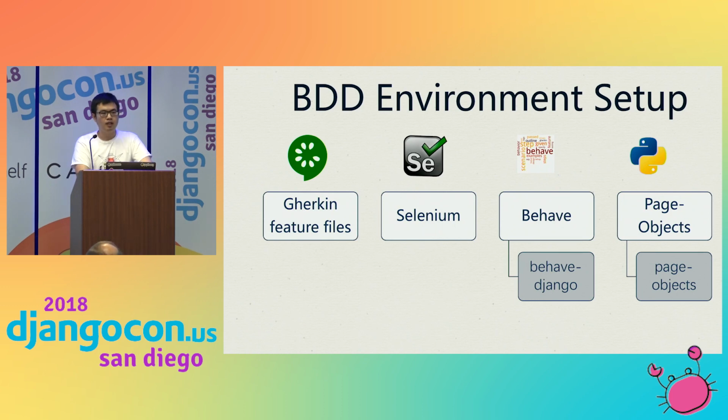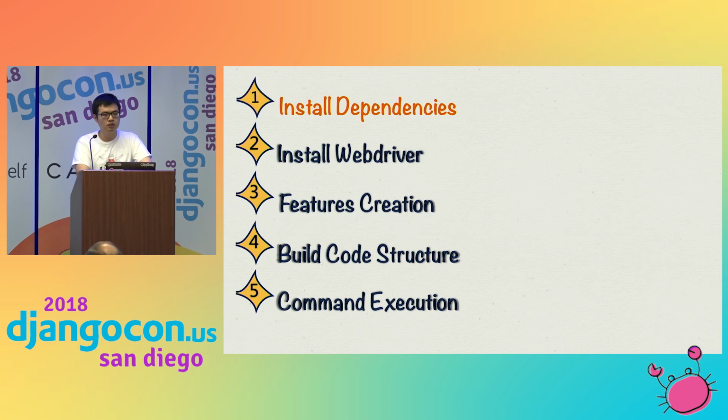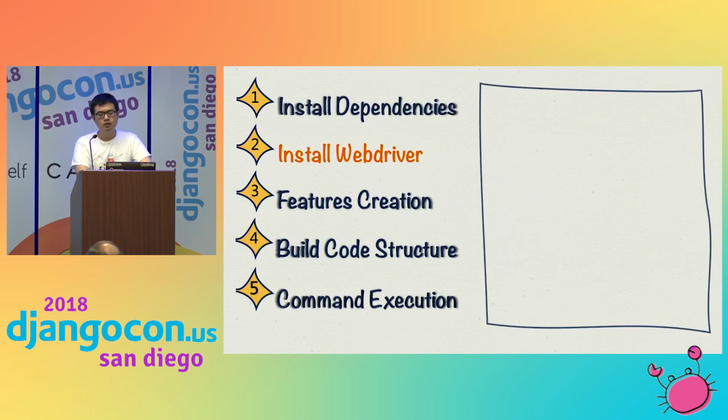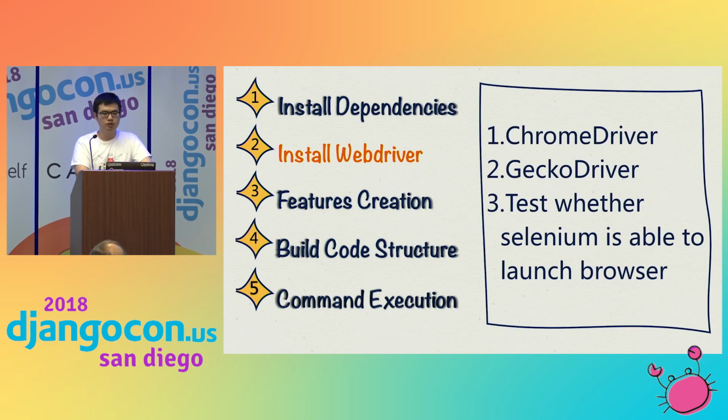Now we can get our hands dirty. First, install all the dependencies I mentioned in the slides: Selenium, Behave Django, and also PDB for debugging. Then you have to install your WebDriver, because Selenium needs a WebDriver to control the browsers. We need ChromeDriver for Chrome and GeckoDriver for Firefox. Make sure you have installed your WebDriver correctly, that the path is correct and the version is correct, otherwise you're going to have compatibility issues with Selenium. And for the Mac users, you're very lucky, you can use Homebrew to install all of them. It's very good.